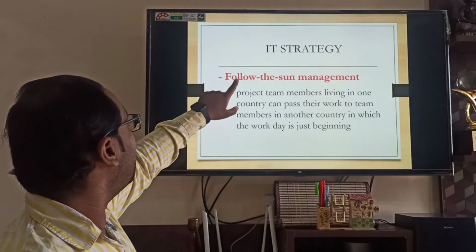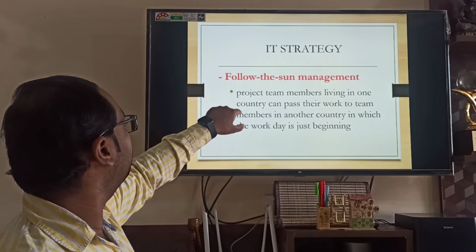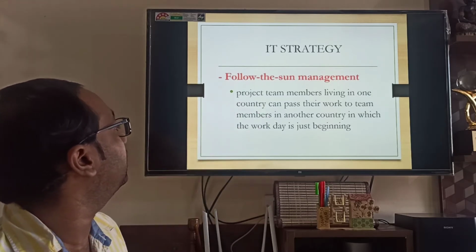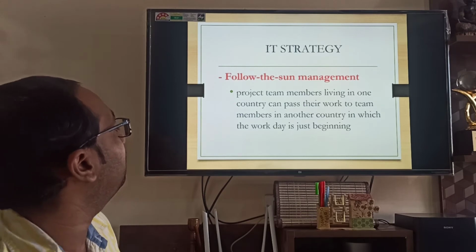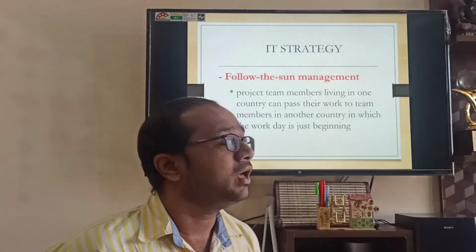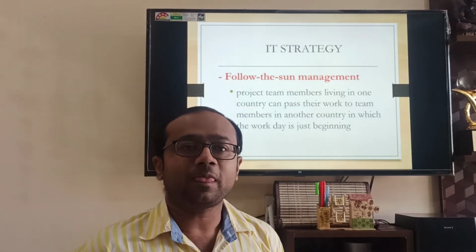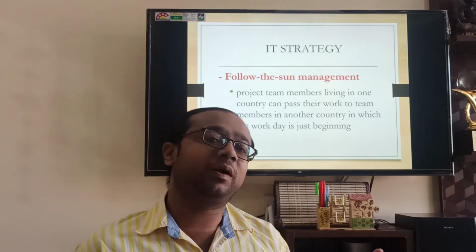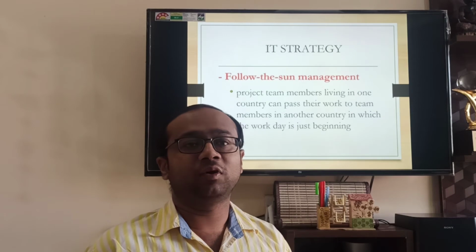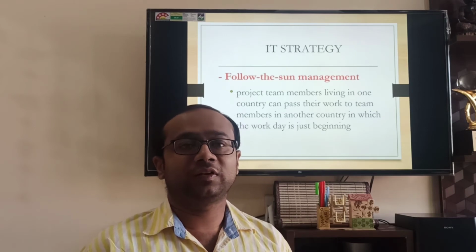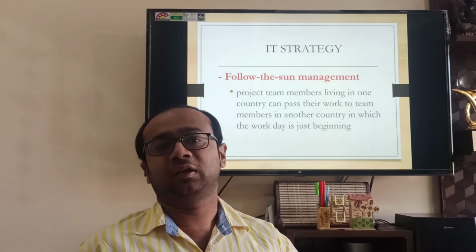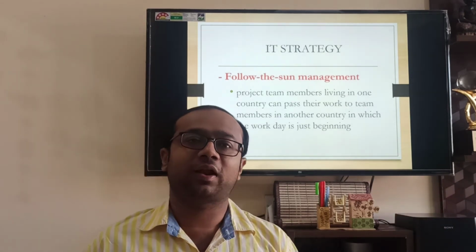IT strategy. In IT strategy, there is a concept known as follow the sun management. Project team members living in one country can pass their work to team members in another country in which the workday is just beginning. This is known as follow the sun. So like it was a common saying when the British Empire ruled the entire world, that the sun never sets, because when it used to set in one part, in another part it was rising.